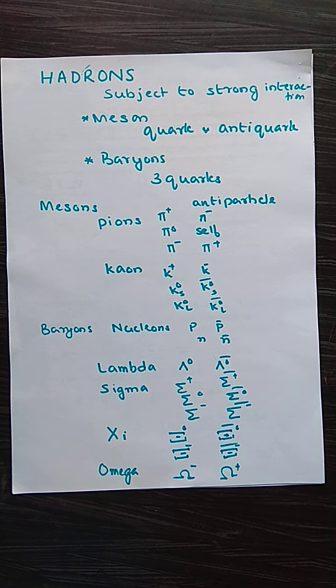In our last class, we have been discussing leptons, which are particles that undergo only weak interaction. Now we are going to discuss hadrons, which are particles that are subject to strong interaction. In hadrons, we have basically two types of particles, the mesons and the baryons. Mesons are made up of a quark and an antiquark. Baryons are made up of 3 quarks.